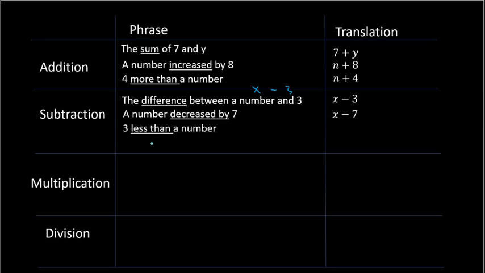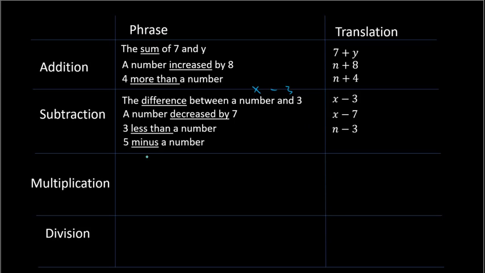Next phrase is less than. So 3 less than a number. This one be careful with because if it's 3 less than something, that means you're subtracting 3 from the number. So we take the number, we can use any variable, any letter, and we subtract 3. So here we have n for the number. We have n minus 3. So it's not the other way around. It's not 3 minus n. It's going to be n minus 3.